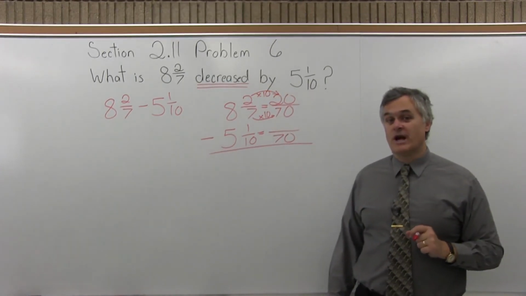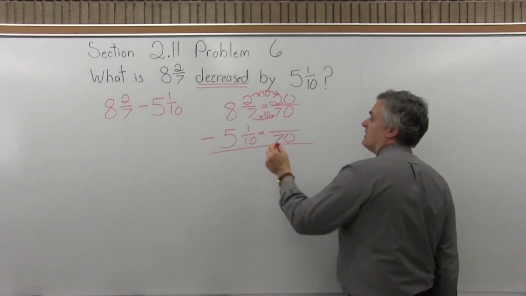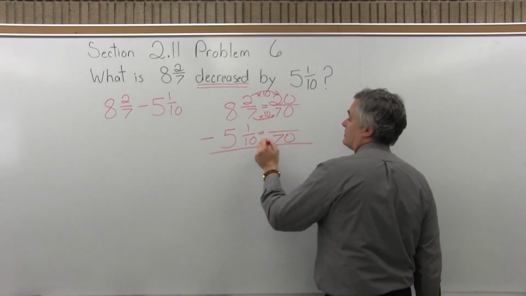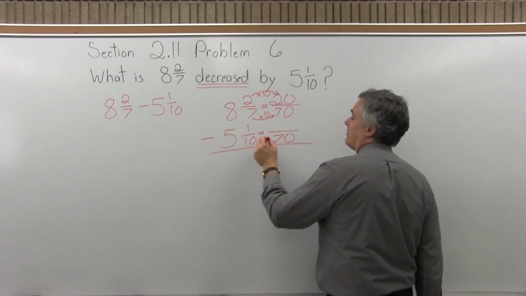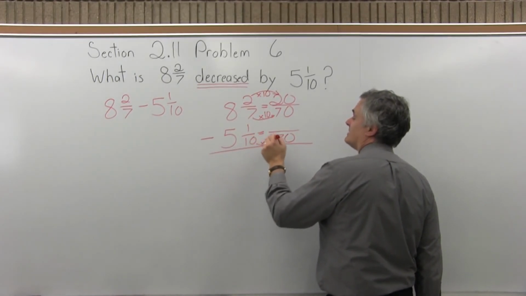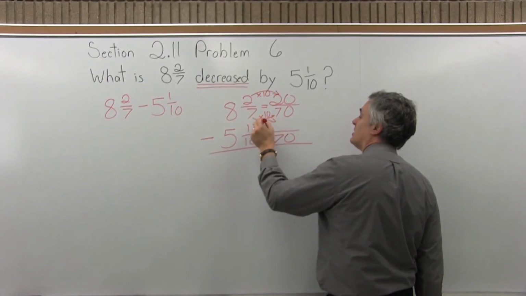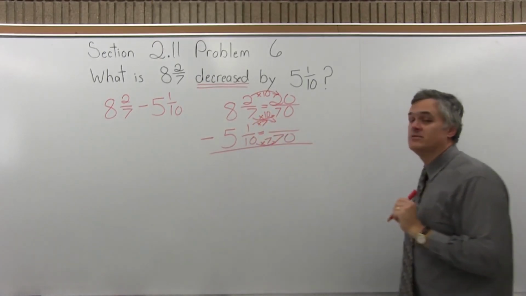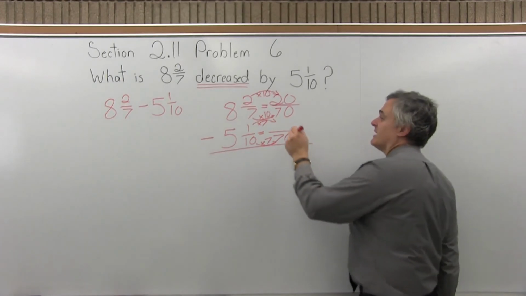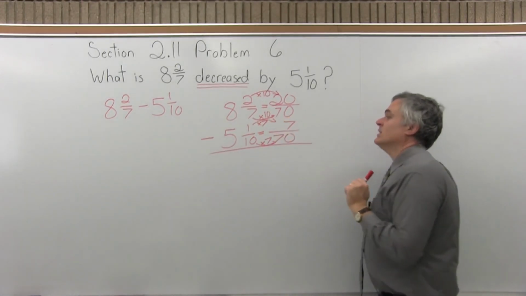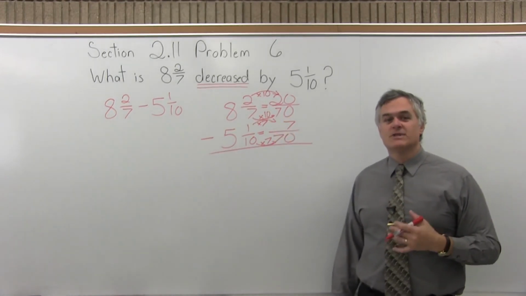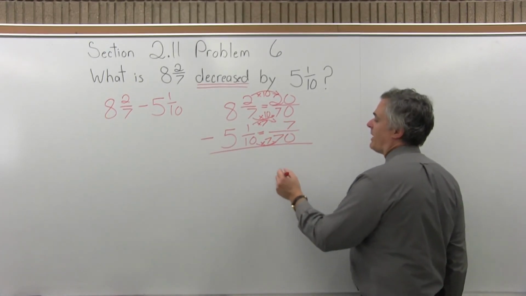So there's one fraction. Now the other fraction, the denominator was 10. It turned into a 70. That must have happened by multiplying times 7. 10 times 7 is 70. So the numerator gets multiplied times the same value, times 7. 1 times 7 is 7. So now both fractions have the same denominator, and I can go ahead and combine the numerators.